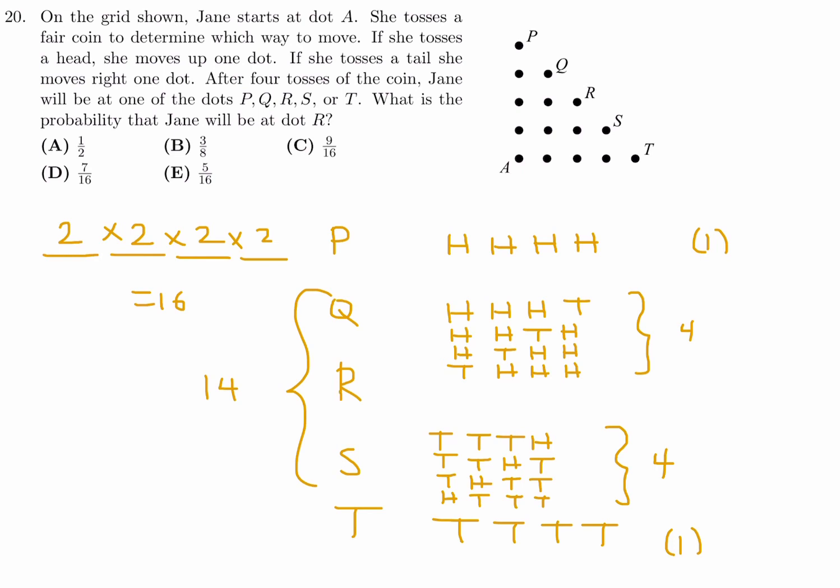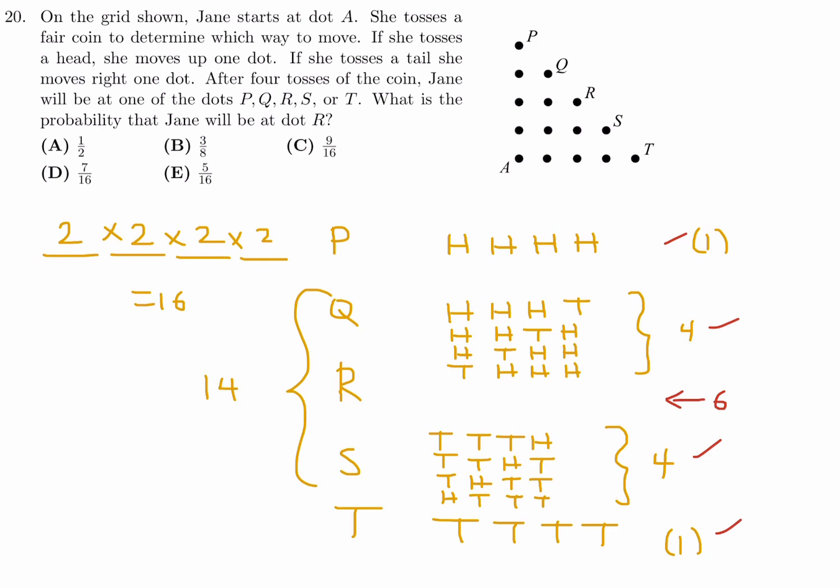So you don't even have to do R. If you really wanted to, you can. But I already have everything I need. If this is 1, this is 1, this is 4, and this is 4, then this must be 16 minus 10. Because this 1 plus 4 plus 4 plus 1 is 10. And 16 minus 10 is 5. Or sorry, 16 minus 10 is 6. So this will be 6.